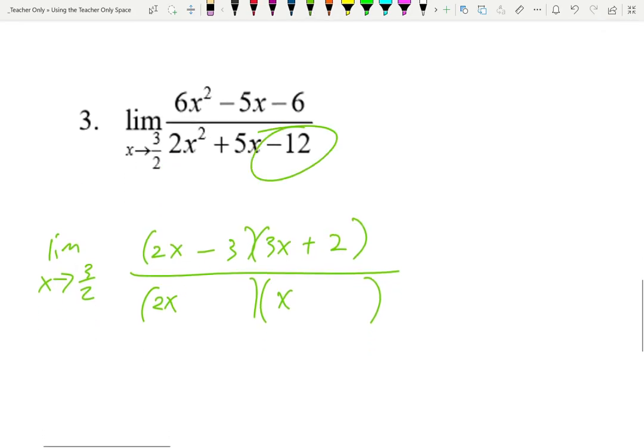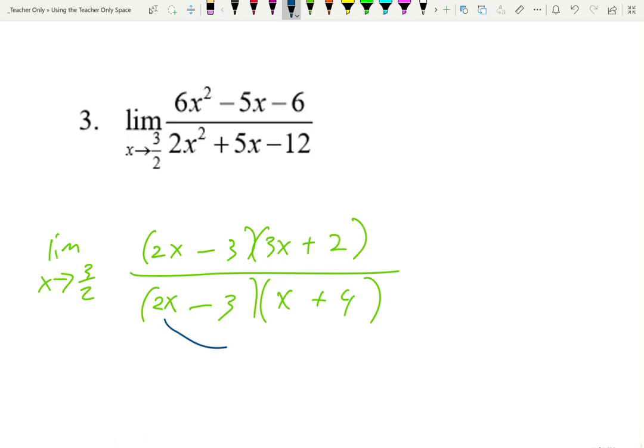What times what makes negative 12? Well, I'll give you a hint. I know I've got to have a match. So I'm going to take a guess and say my 2x minus 3 is going to match with my 2x minus 3 because I know it's got to have a factor that when I sub in 3 halves, I get out 0. So I'm going to guess it's this.